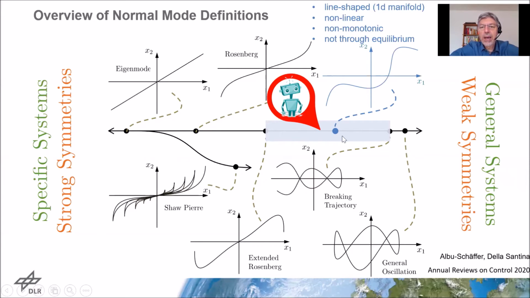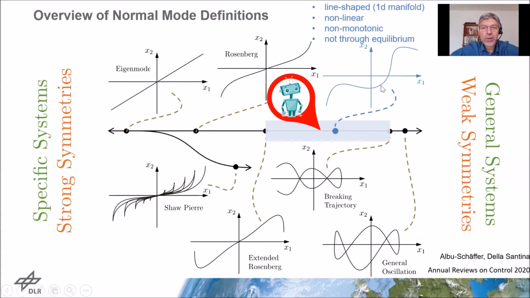something in this gap in between, and that's why we provided in our review paper our own definition of a nonlinear normal mode. Because for robotics, we need something which is line-shaped, so a one-dimensional manifold periodic trajectory in configuration space. It is nonlinear. It is non-monotonic as the extended Rosenberg mode, but also does not in general pass through the origin. So it turned out that only for special symmetries you can expect this trajectory to pass through the origin, being the equilibrium point of the potential field.